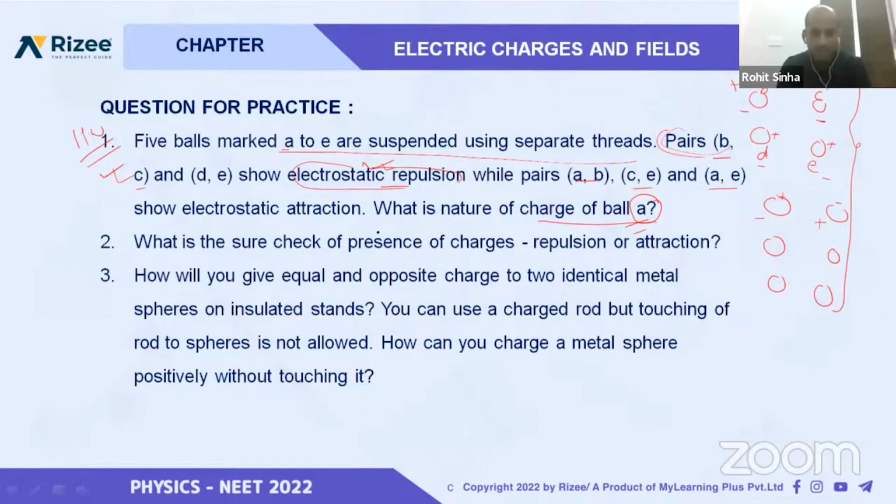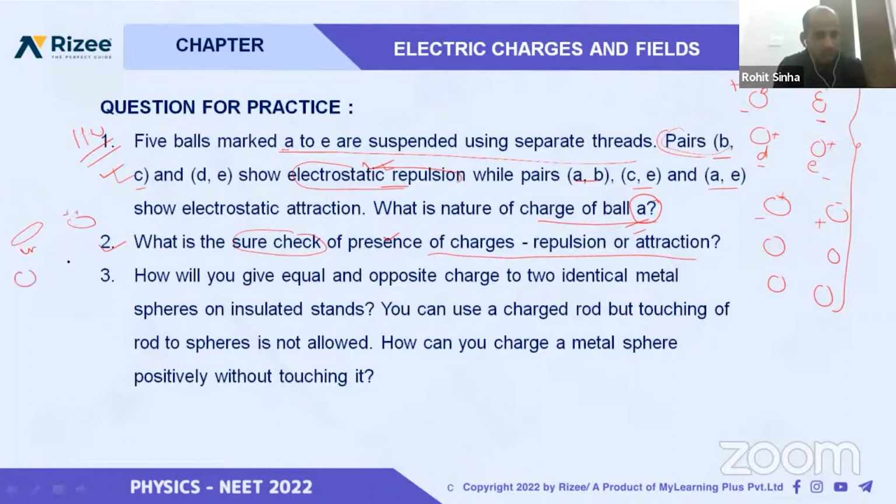Now, second question. Let me discuss here second question. It is telling that this example, this question we have solved earlier. Which is the sure check? We have seen that repulsion was the sure check. I have discussed earlier also. We have seen that repulsion was the surest check, because I have discussed with you that an uncharged object also gets attracted.